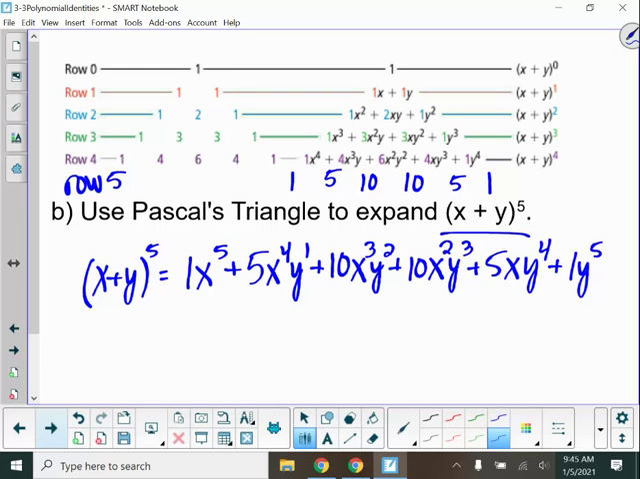That's your expansion. Again, this simplified version only works whenever you have a binomial where both of the coefficients are 1. If they are not 1, then you have to use the binomial theorem, which is coming up next.